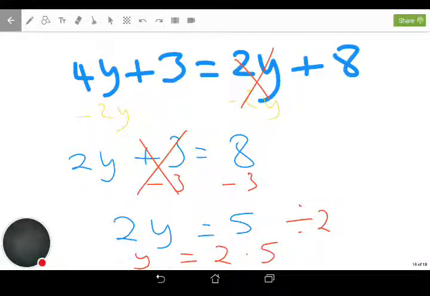Just want to have a look at your answers. Well done if that's right, and if it's not, it doesn't matter, keep on trying. Have a look at the steps and just make a note or take a screenshot to see where you've gone wrong.